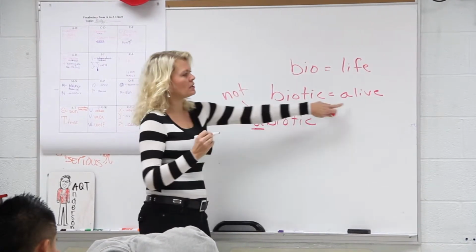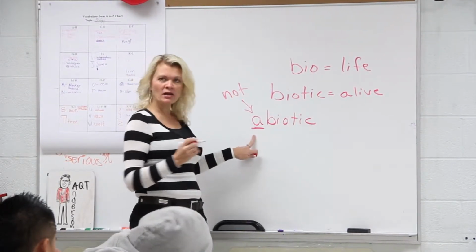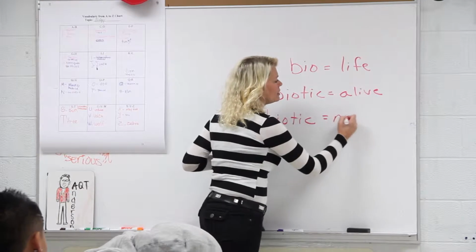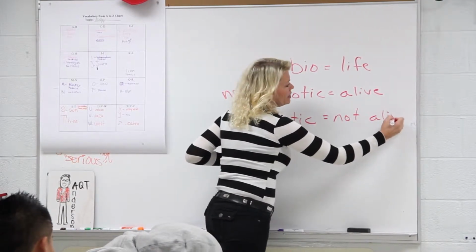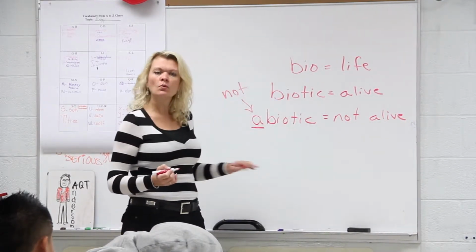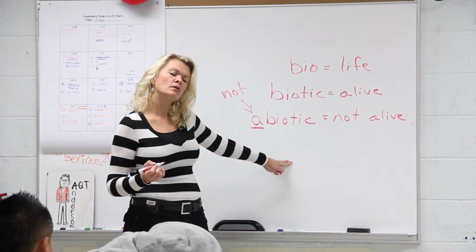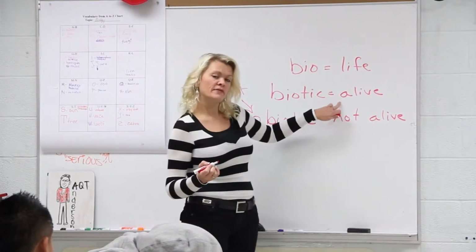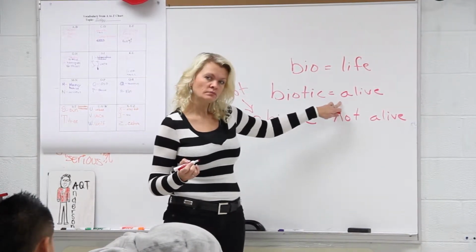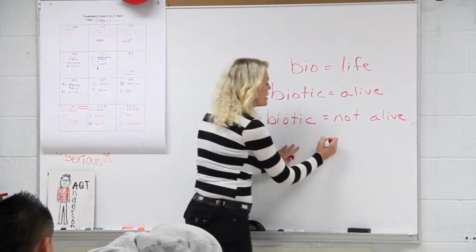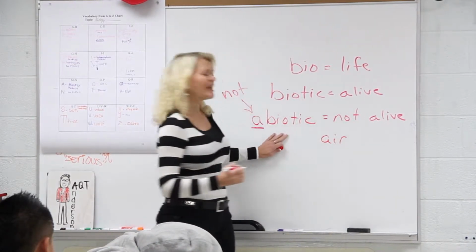Now, if we put an A in front of a word, it usually means the opposite, or not. Okay, so if that meant alive, when I put the A in front of it, it really means not alive. Okay? So what would be an example? Well, an animal is alive, isn't it? Air. Air is not alive. So that would be abiotic.